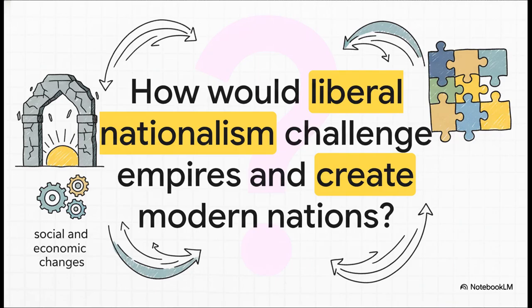So, we have seen how industrialization and liberalism prepared the ground for nationalism. But this leads us to a big question for the future. What would happen when these new ideas of a nation clashed with the old, powerful empires? It was this clash, this conflict, that would eventually create the modern nations of Europe that we see on the map today.